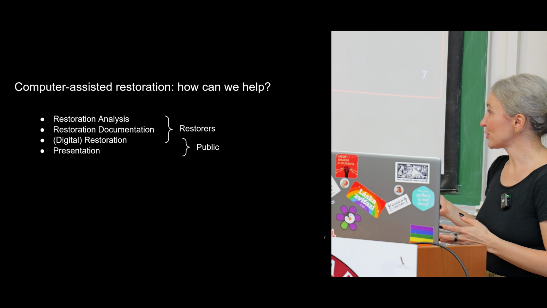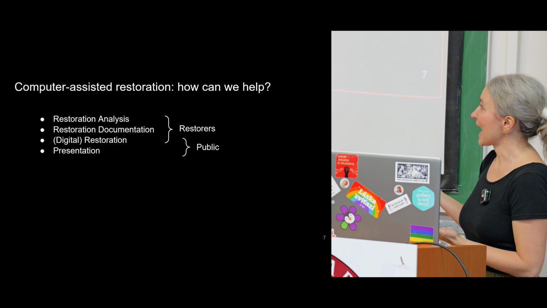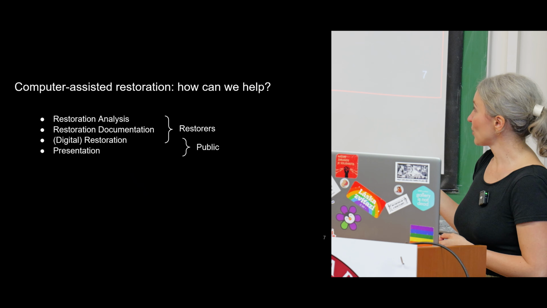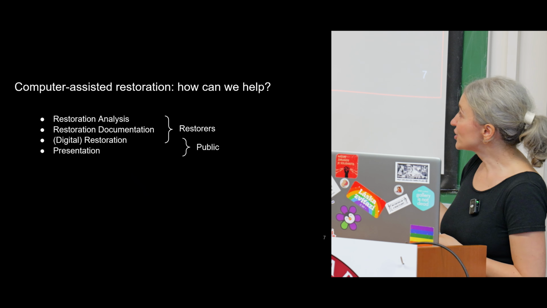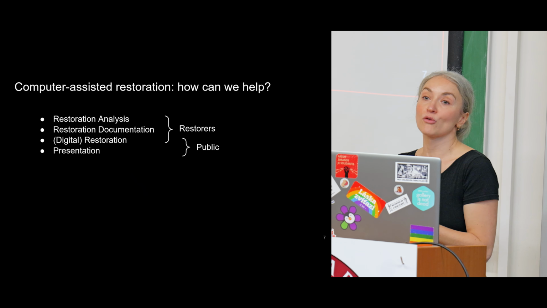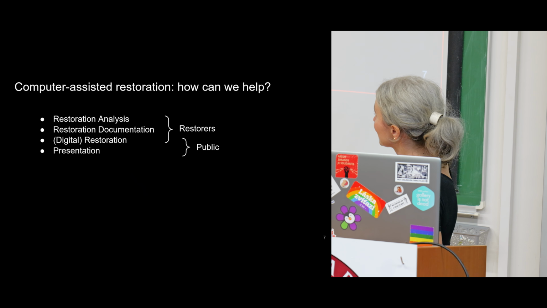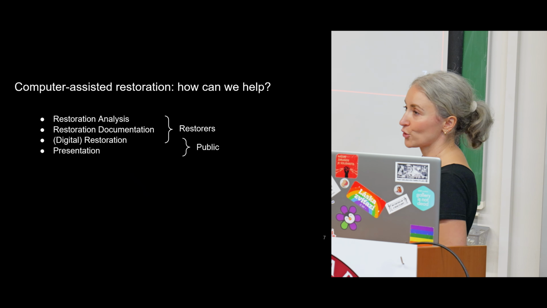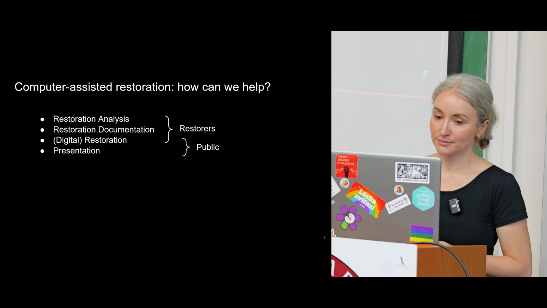And in the literature, we can see 4 different tasks we can help with computer science. The first one is restoration analysis, then we have restoration documentation, digital restoration, and the presentation of the process itself. And we can say that these 3 tasks are more focused on the restorers themselves, and these 2 are more focused on the public.